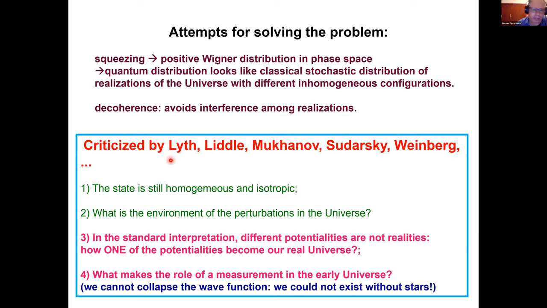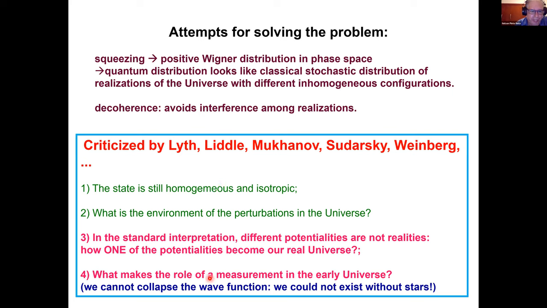However, this was very much criticized by many authors, including myself, because first, the state is still homogeneous and isotropic, it doesn't change. What is the environment of the perturbation in the universe in order to realize the decoherence? In the standard interpretation, different potentialities or these different branches here are not realities. How does one of the potentialities become our universe? And what plays the role of a measurement? What causes the collapse of the wave function into one of these configurations?